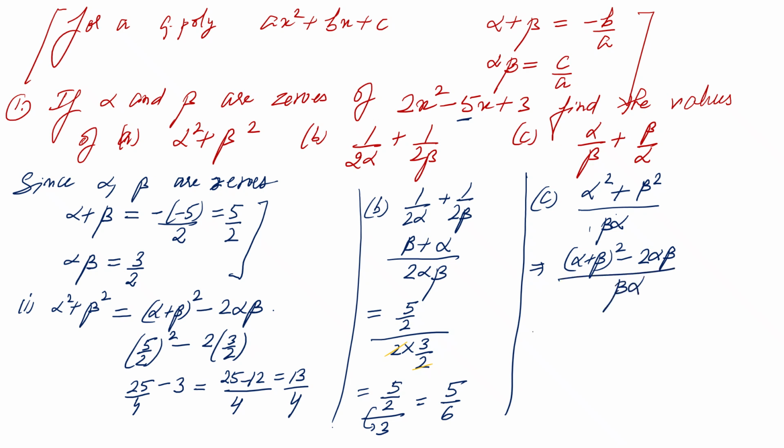हमने फर्स्ट पार्ट में वैल्यू निकाल ली है इसकी, so this would be 13 over 4 whole upon alpha into beta, which is how much? It is 3 upon 2. So if you solve this, you will get 13 over 4 multiplied by 2 by 3. So you get answer as 13 by 6, right? I hope this is clear to you. Let's take another question.